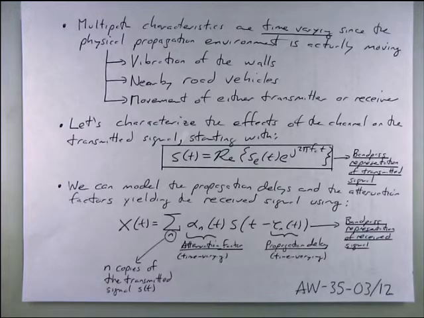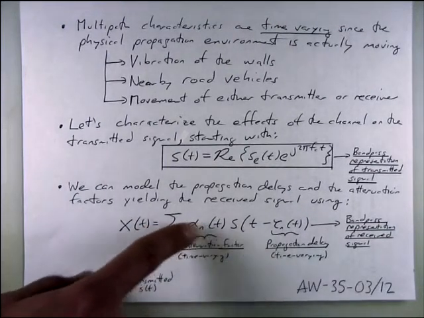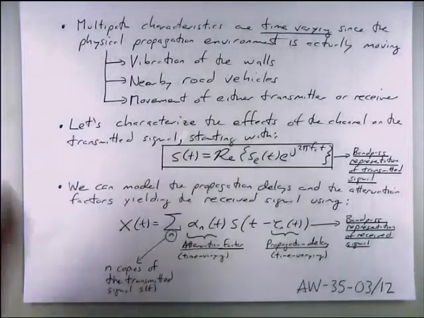Where do the reflections happen? Band pass realization. Where do we do most of our analysis? Baseband, right? So we need some sort of way of bringing it back to baseband. So X of T is the weighted sum of copies of your transmitted signal S of T.